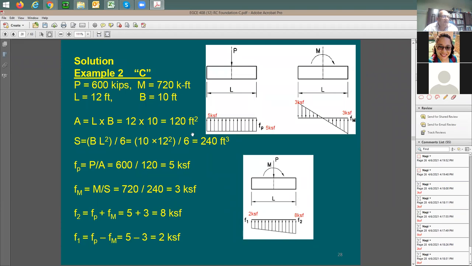So, okay, now I understand this distribution. I find out the stress at both points, both ends. Now I'm going to go back here. I understand that this is going to be 8 ksf and 2 ksf. So 8 ksf is the compression side and 2 ksf is the tensile side.